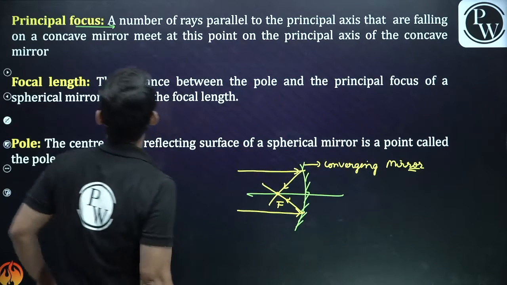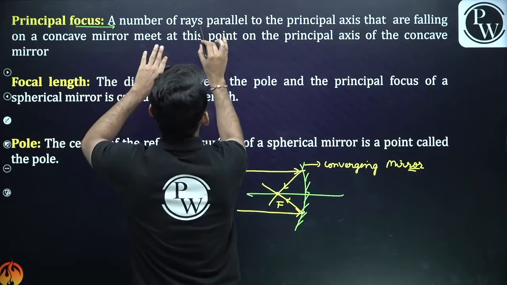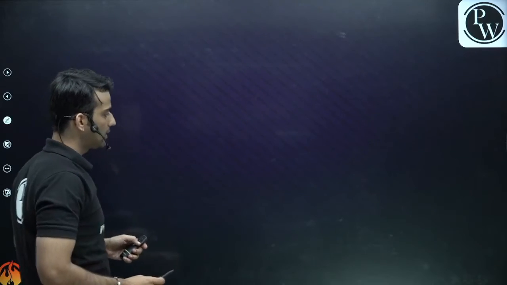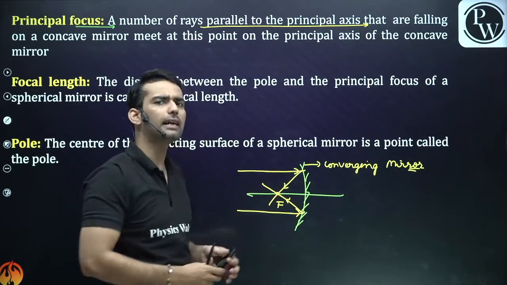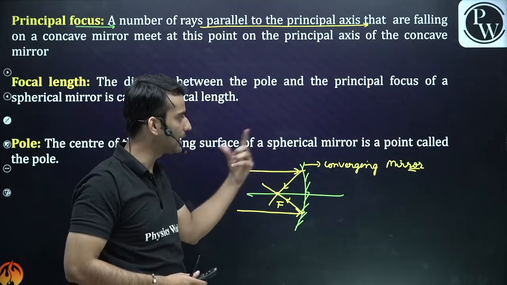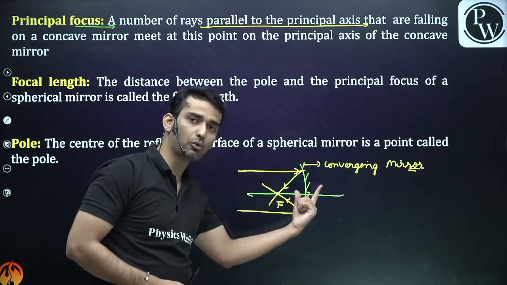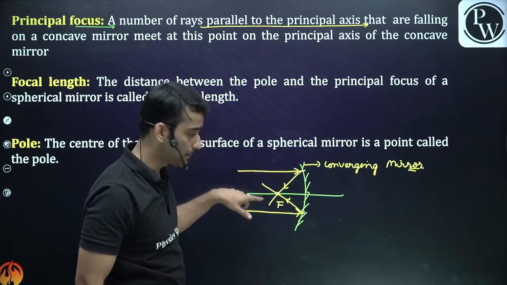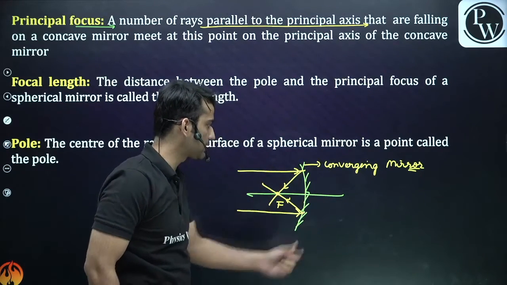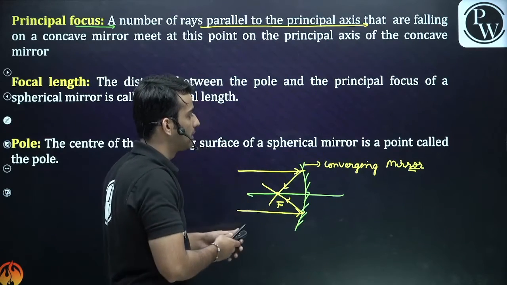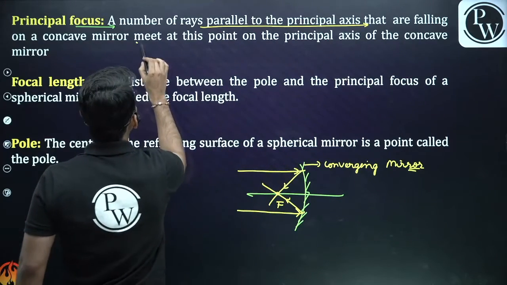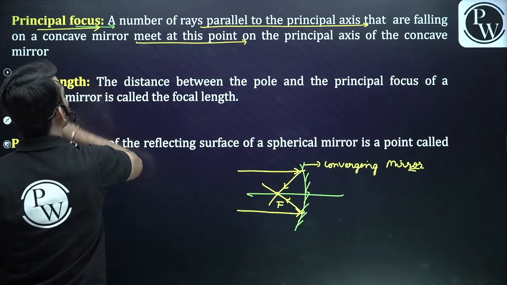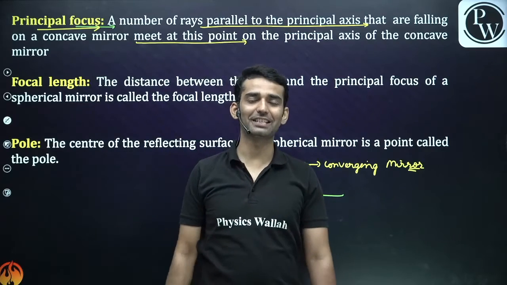Is it clear? So what is principal focus? A number of rays parallel to the principal axis. Basically, principal axis means this straight line, right? You will get it more clearly when I tell you about the pole. Basically, it's a straight line. So these yellow rays are parallel to the green one. So this is the principal axis. When a number of parallel rays fall on this mirror, they meet at a point after reflection, and this point is called the principal focus. Is it clear?